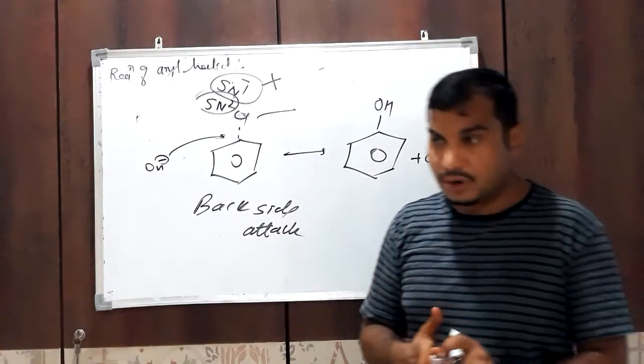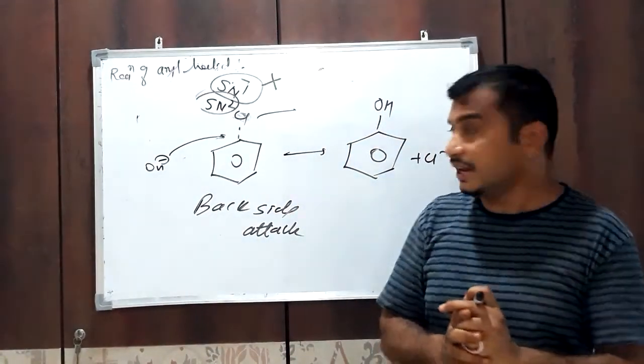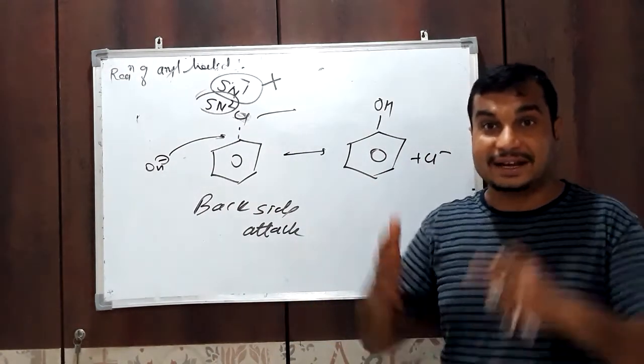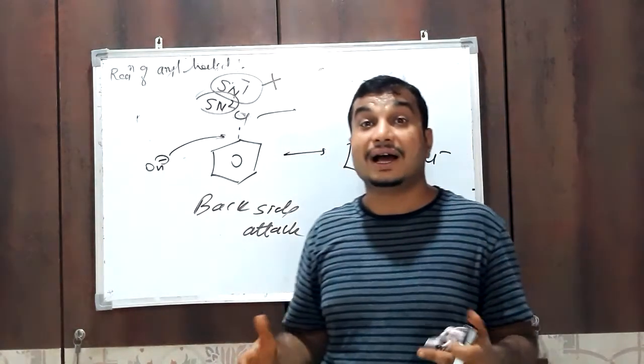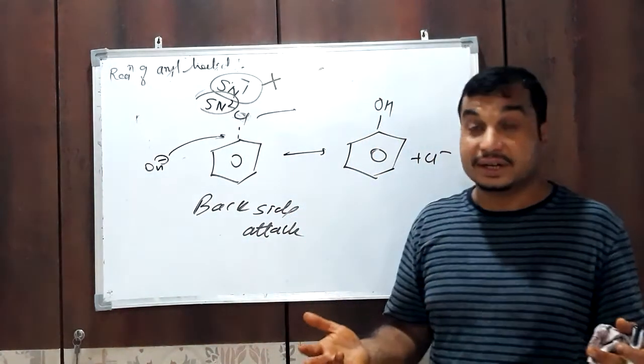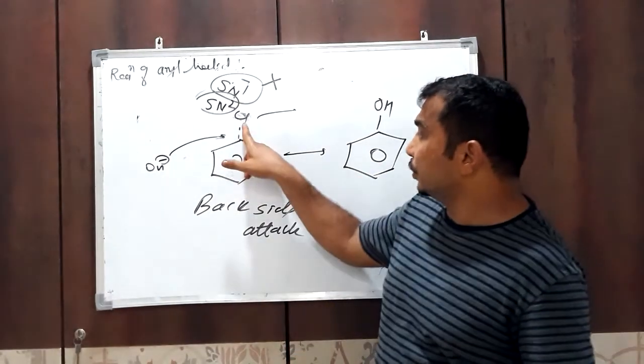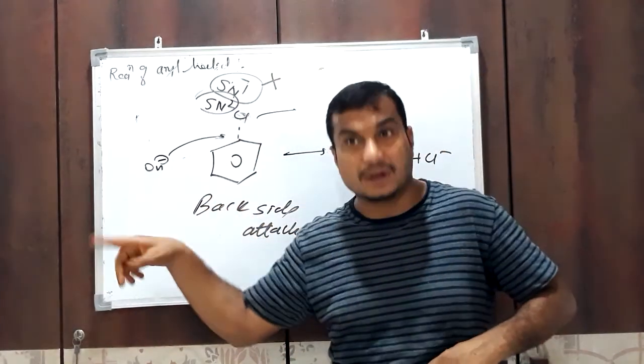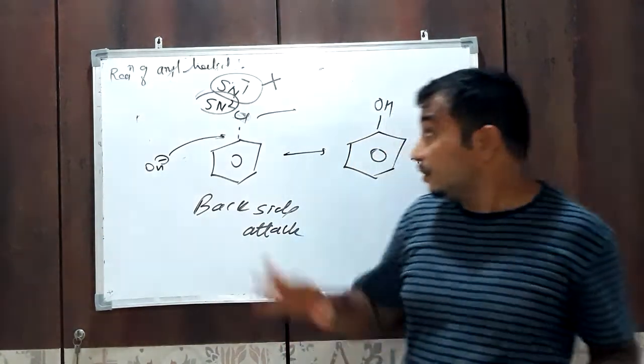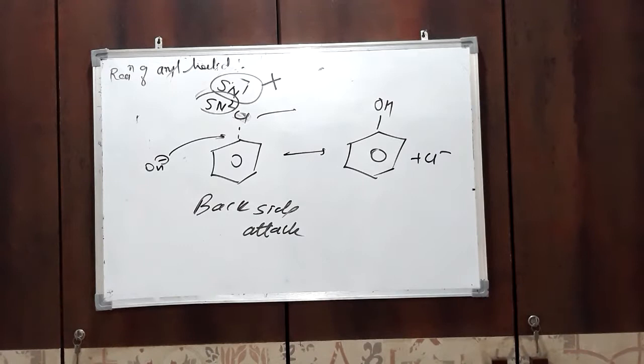But many times, if we apply drastic condition, which means high energy, high temperature, high concentration of catalyst or reagent, then it will undergo substitution reaction. It is possible to replace this halogen atom by OH minus ion or another nucleophile. So student, imagine alkyl halide undergoes nucleophilic substitution reaction very easily, but aryl halide will not undergo substitution reaction very easily. But under drastic condition, they may give substitution reaction.